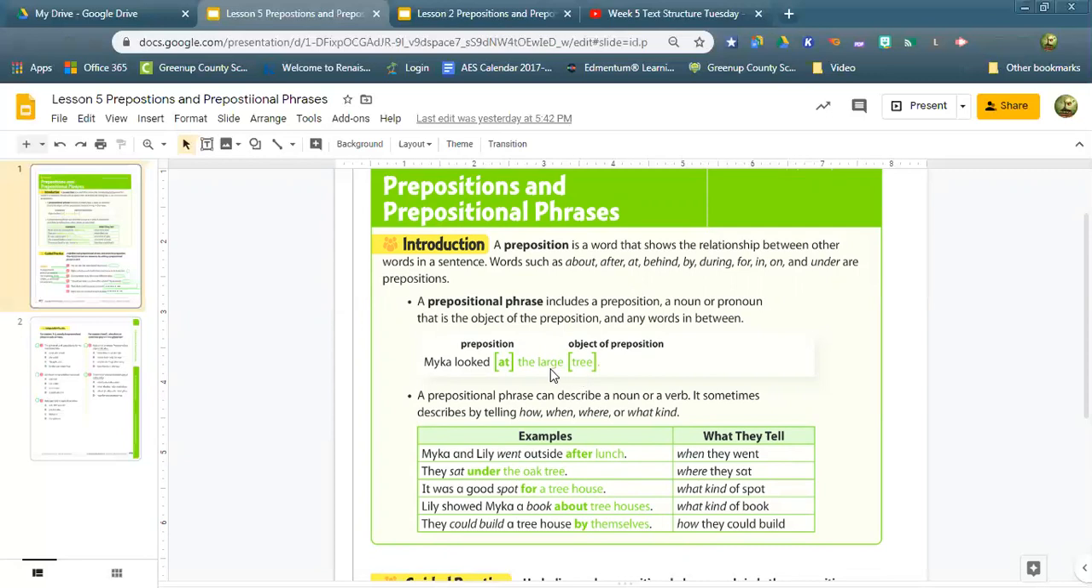How about the word large? What part of speech is the word large? It's not a noun. It's not a pronoun. What is it doing to the word tree? Is it modifying it in some way? It's telling you what kind of tree, a large tree. So the word large would be an adjective.